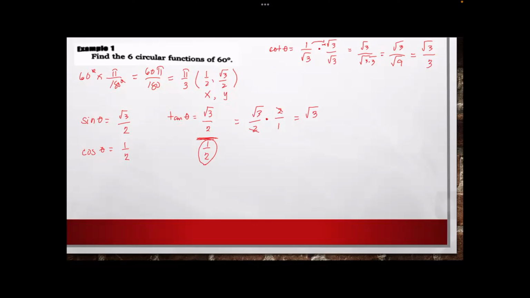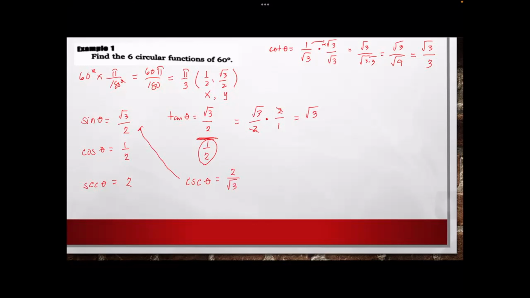Next is secant. Secant is the reciprocal of cosine. So, just flip the answer 1/2, and we get 2. Next is the cosecant. Cosecant is the reciprocal of sine. So we have 2 over the square root of 3.